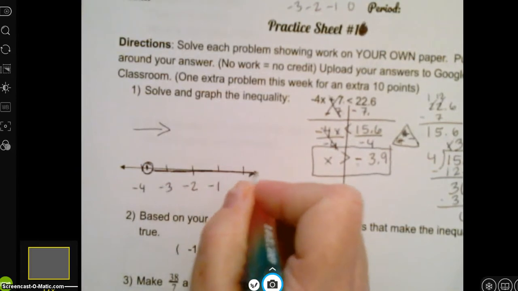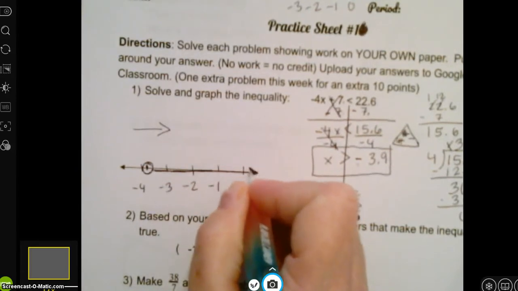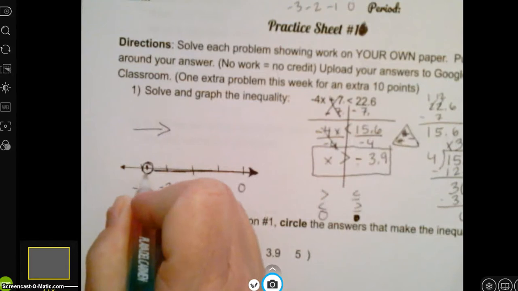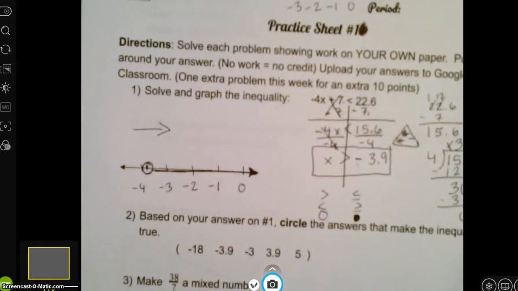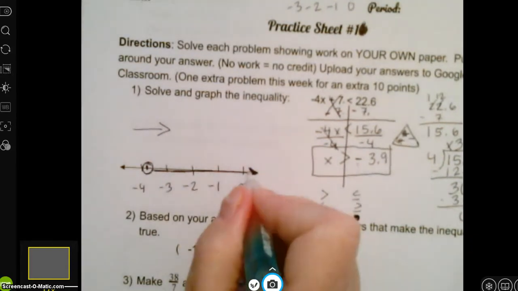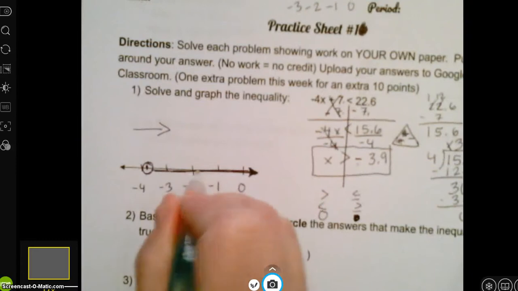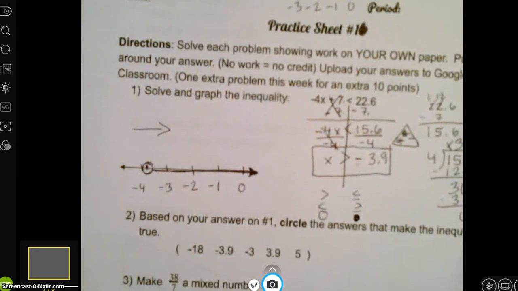This is what I need your number lines to look like, guys. I need a defined dot, open or closed. I need it shaded so that I can tell. And I need more than one number. I need really 5 numbers, okay? At least 4, at least, okay?